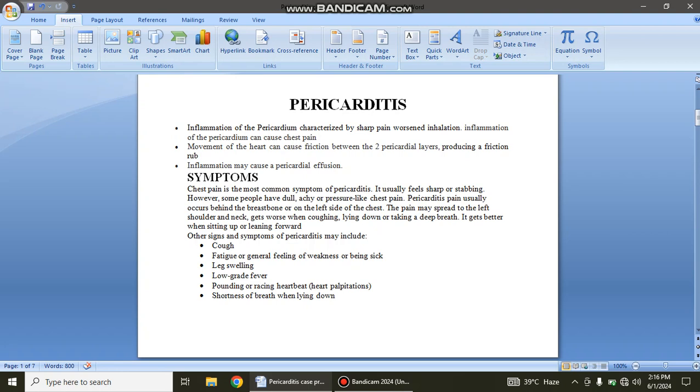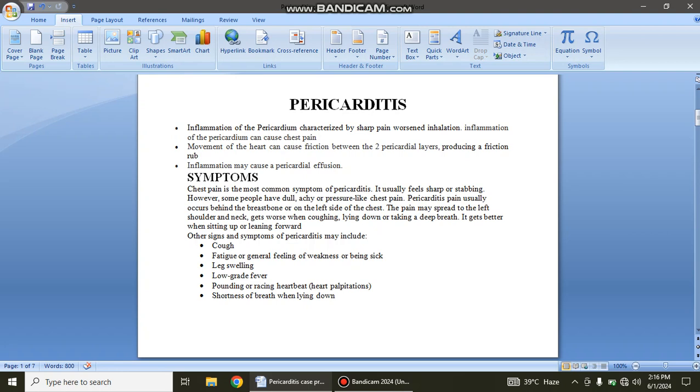Symptoms. Chest pain is the most common symptom of pericarditis. It usually feels sharp or stabbing. However, some people have dull, achy, or pressure-like chest pain. Pericarditis pain usually occurs behind the breastbone or on the left side of the chest. The pain may spread to the left shoulder and neck, gets worse when coughing, lying down, or taking a deep breath. It gets better when sitting up or leaning forward.